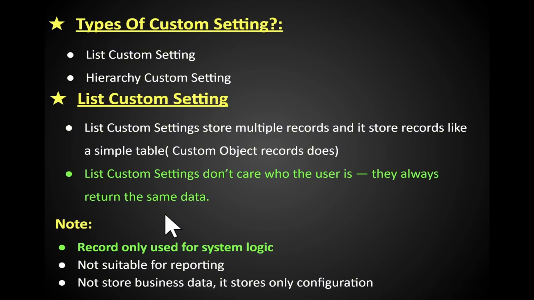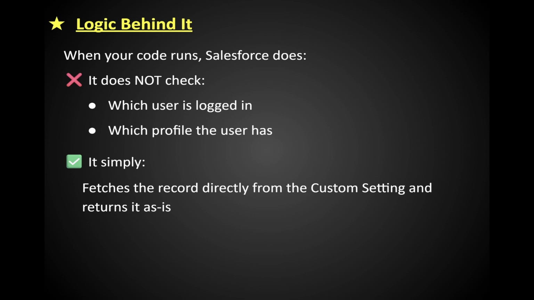The second point, which is the main and important point, is that list custom settings don't care who the user is. They always return the same data. I will tell you what that means, and I will show an example as well. But first, understand how Salesforce logic works behind the list custom setting. Salesforce does not check which user is logged in or which profile the user has. It simply fetches the records and returns the values as they are.